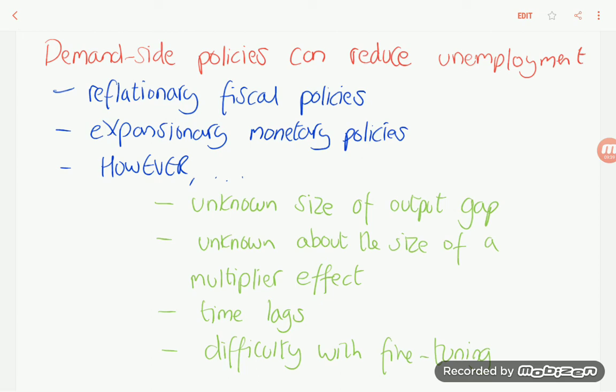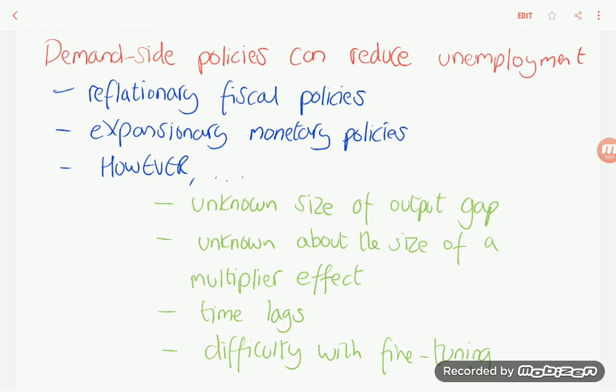A lack of information, for instance, about the size of the economy's output gap may mean that the government overspends when it tries to boost aggregate demand and causes the economy to overshoot or overheat, leading to inflation. Alternatively, the government might underspend and prolong a recession.